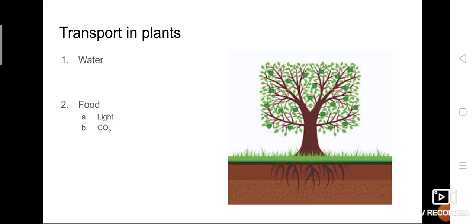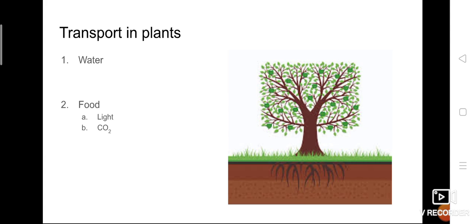Like that, even though roots absorb minerals, all the parts of the plant need those minerals. So they have to be transported. The transport mechanism will carry the minerals from the root to all parts of the plant.